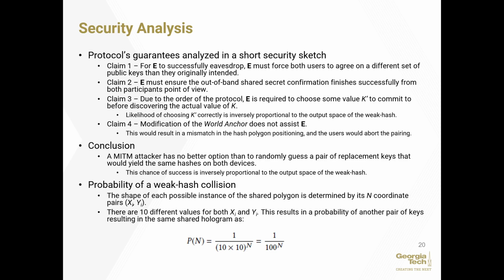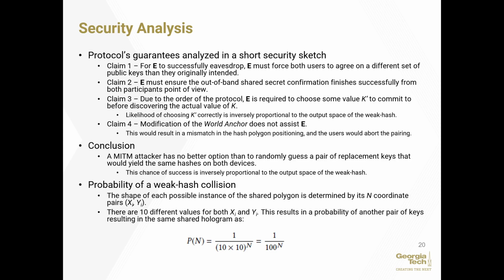Lastly, the fourth claim is that even though the world anchor is sent over an insecure channel, any modification of that world anchor would only result in an abort of the pairing procedure. For if it were changed, then the two computed polygons would be out of sync and the users would realize this and then abort. Drawing a conclusion from these four premises, a man-in-the-middle attacker has no better option than to randomly guess a pair of replacement keys, and the likelihood that this will succeed is inversely proportional to the output space of the weak hash.